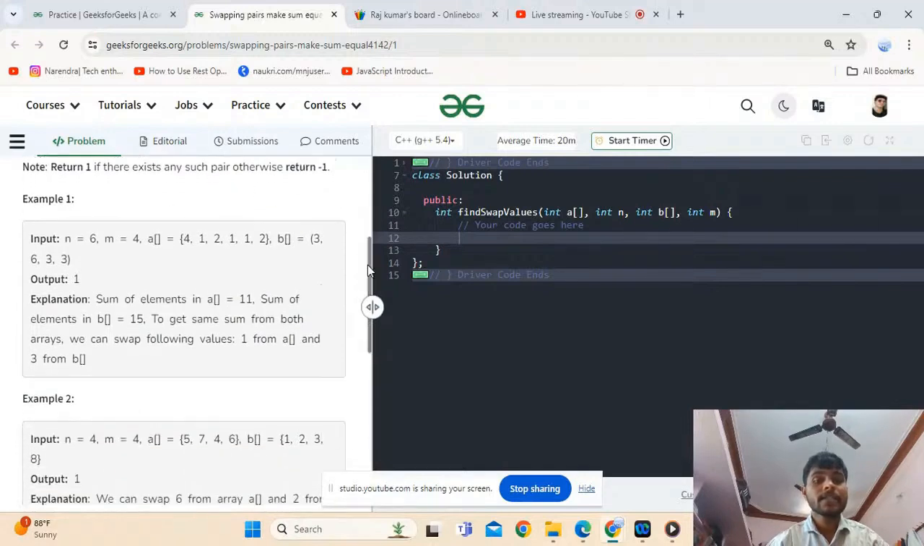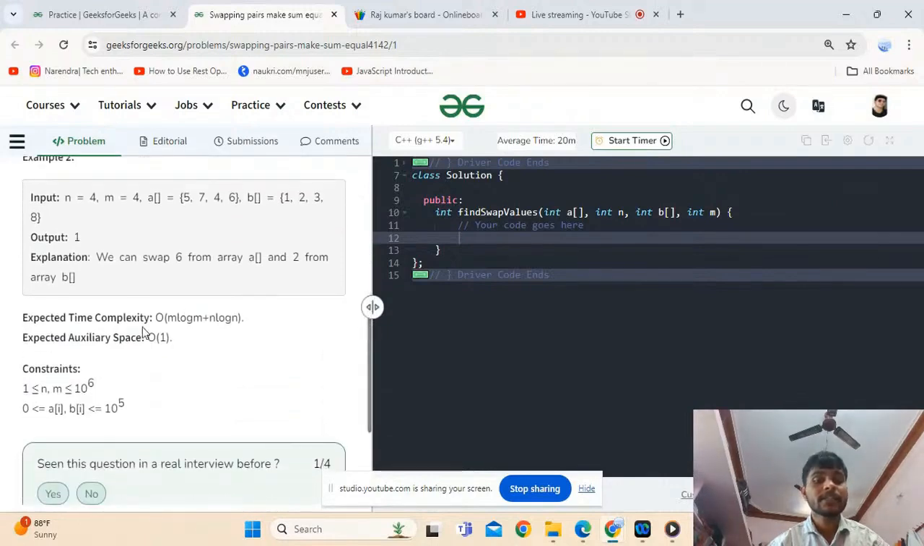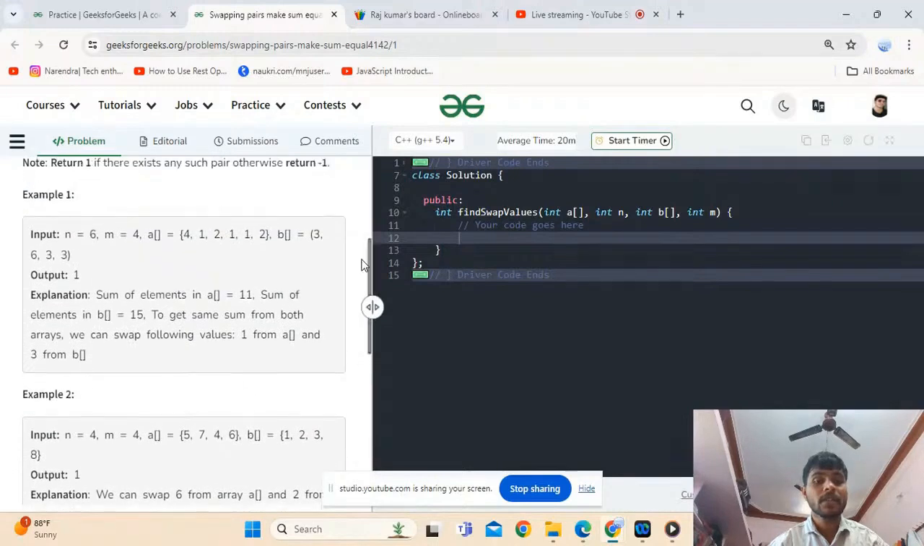Here n is equal to 6, m is equal to 4, and a is equal to 4 1 2 1 1 2, and b is equal to 3 6 3 3. To get equal sums from both arrays, we can swap the following values, one from a and one from b. If you swap one from a and three from b, their sums become equal. Similarly, the second example is also like that.